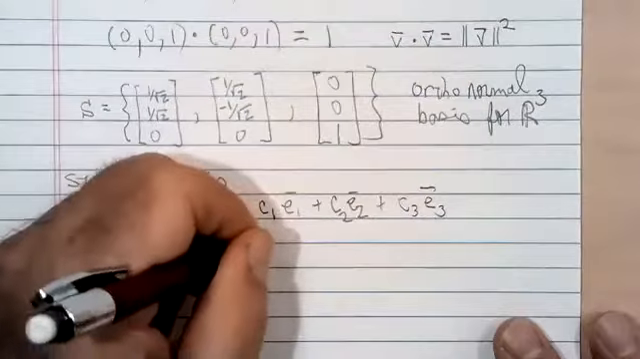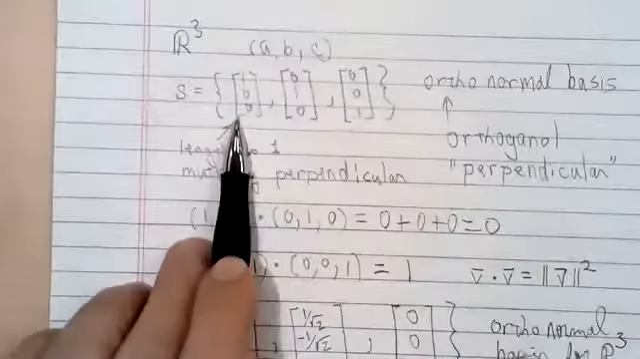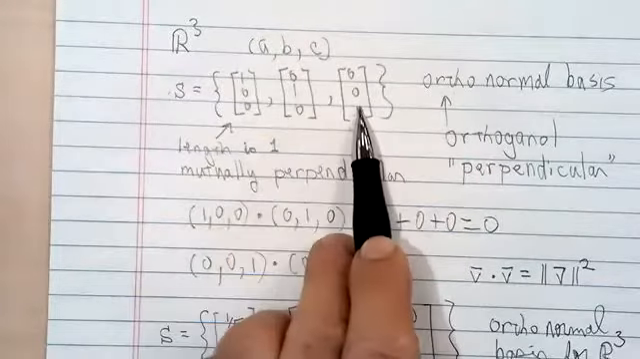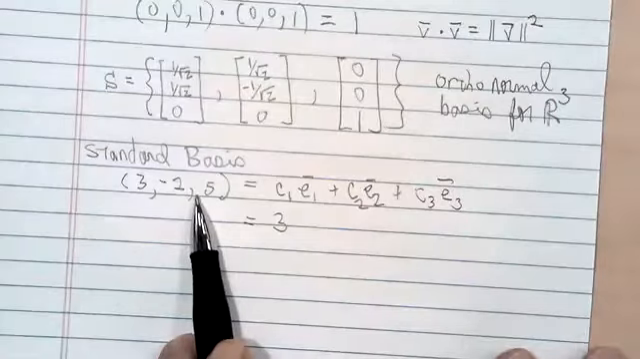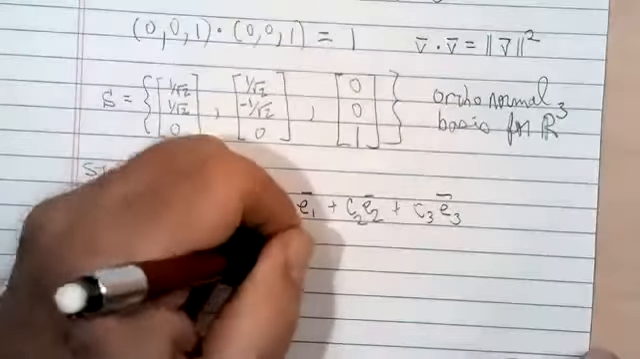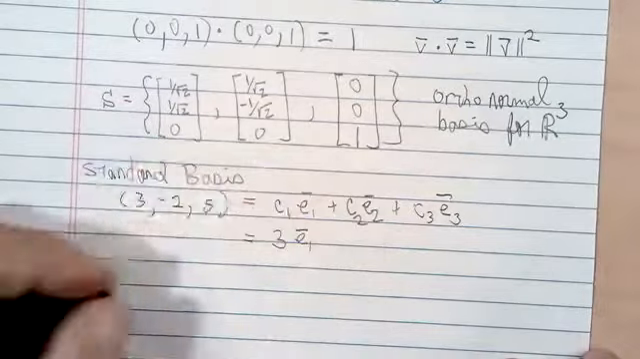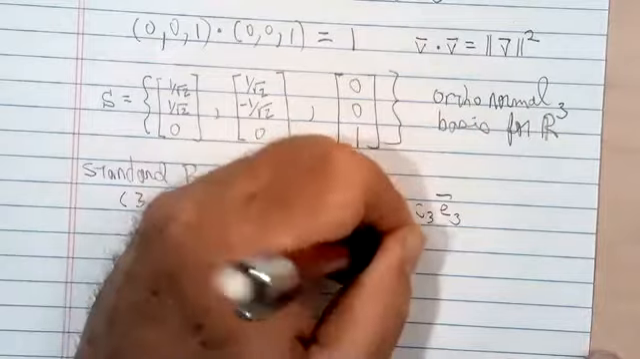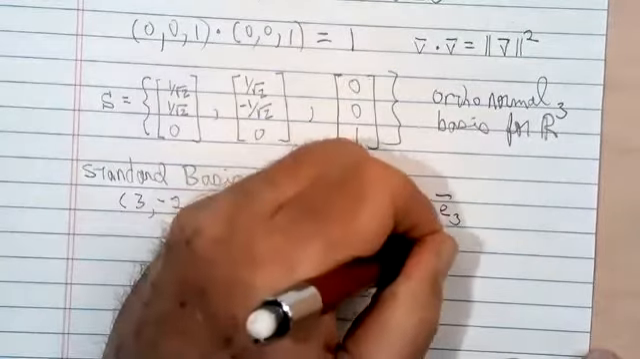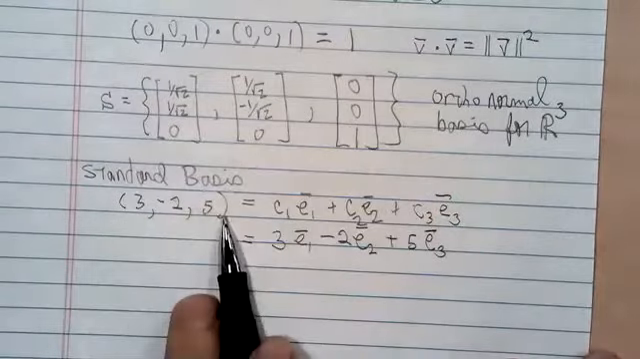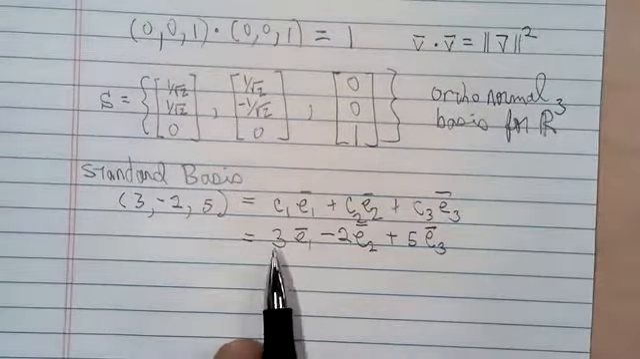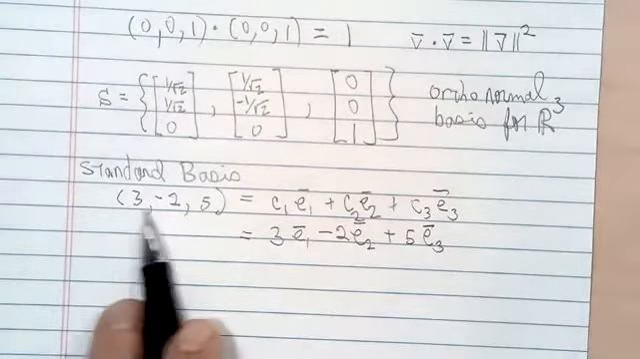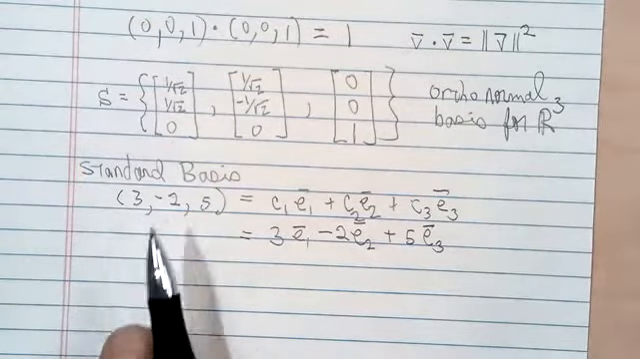And of course, it doesn't take a great genius to figure this out. If you take 3 times this plus, whoops, minus 2 times this and 5 times this, you'll get what you want, right? So 3 times E1 minus 2 times E2 plus, what was my last one? 5 times E3 will produce this vector. Or if you prefer to think of it this way, 3 times i minus 2 times j plus 5 times k gives this vector.